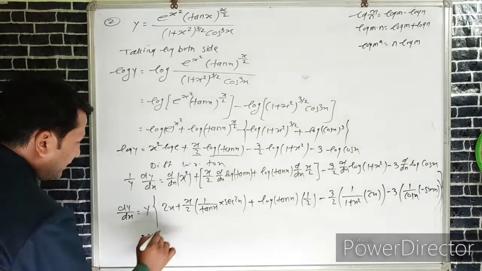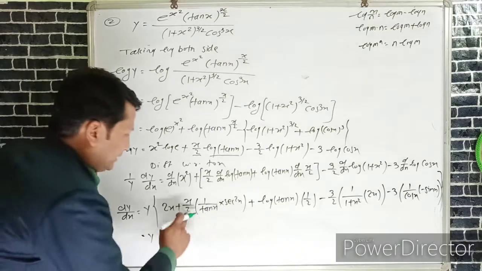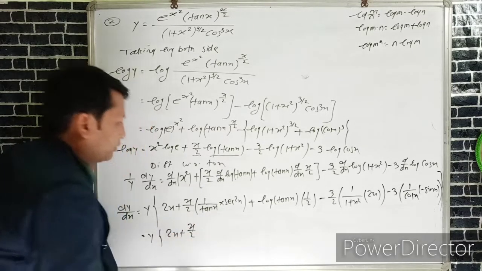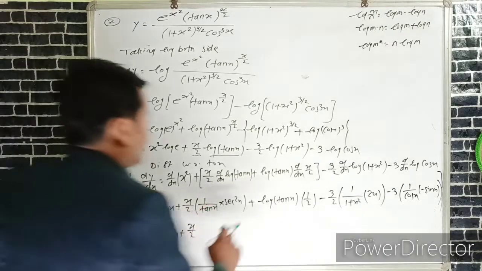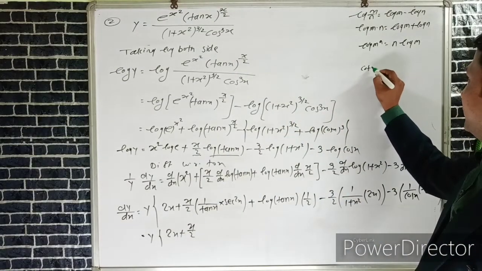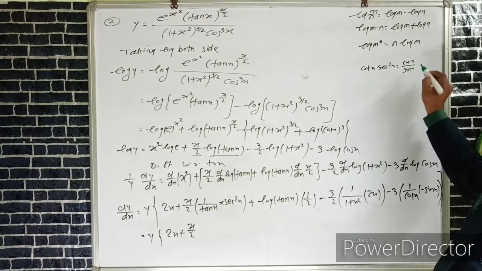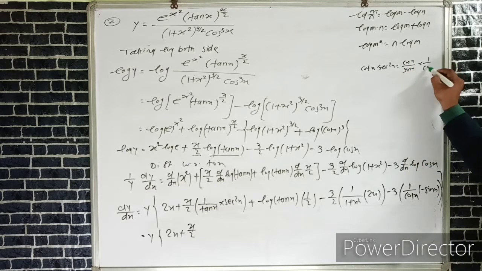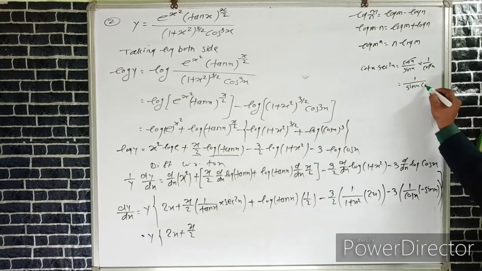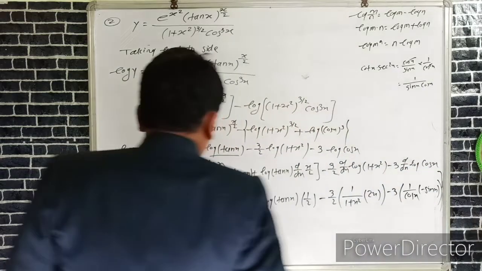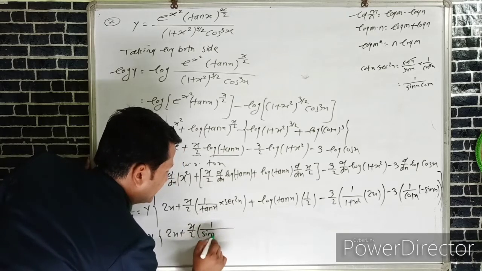We know the value of y, 2x plus x by 2 tan x, where 1 upon tan x means cot x. Cot x into sec square x is cos x upon sin x into sec square x, which means 1 upon cos square x. Here cos x and cos cancel. We can write 1 upon sin x into cos x.